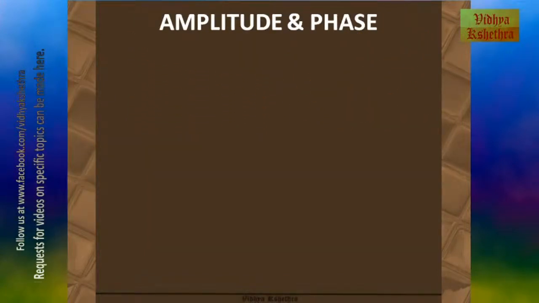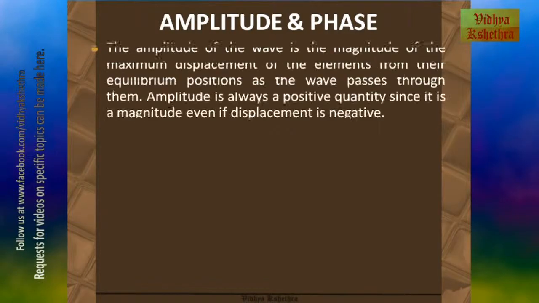First is the amplitude and phase of the wave. The amplitude of the wave is the magnitude of the maximum displacement of the elements from their equilibrium positions as the wave passes through them. Amplitude is always a positive quantity since it is a magnitude, even if displacement is negative.